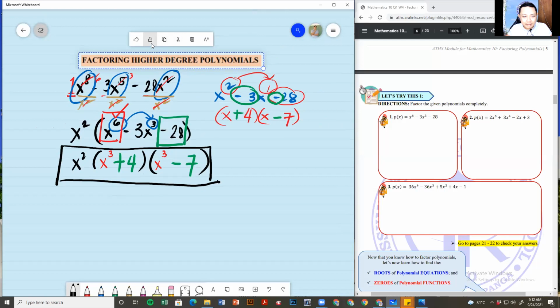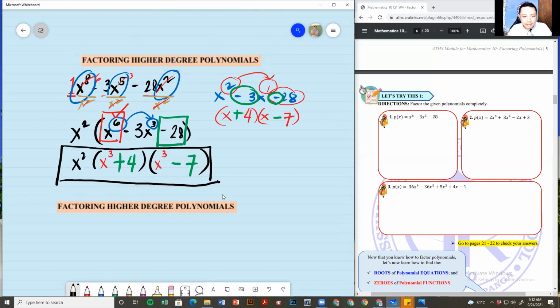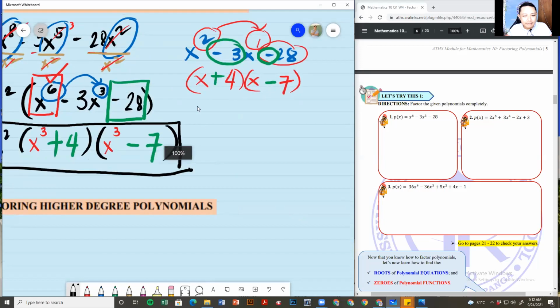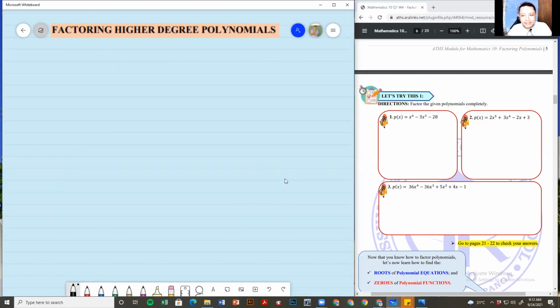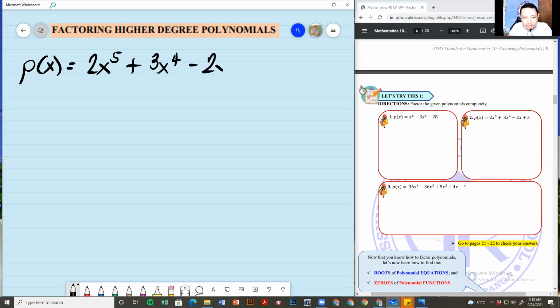Let me copy this and paste it here. Yan. So that for every example, meron tayong title. Okay. Let's have this one. Ready? Let's have number 2. So we have P of X. P of X is also a symbol for polynomial. P of X is equal to 2x raised to 5 plus 3x raised to 4 minus 2x plus 3.